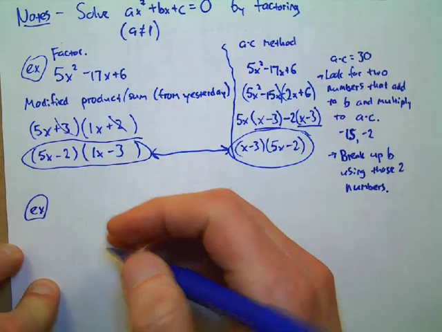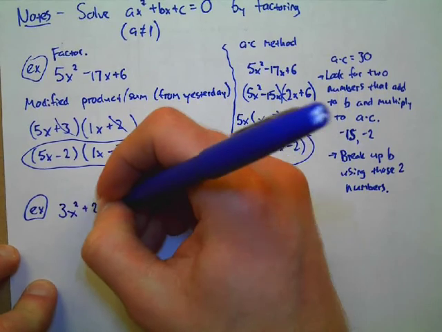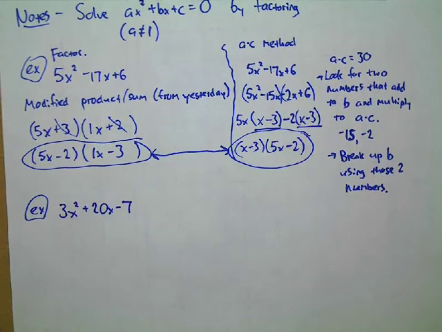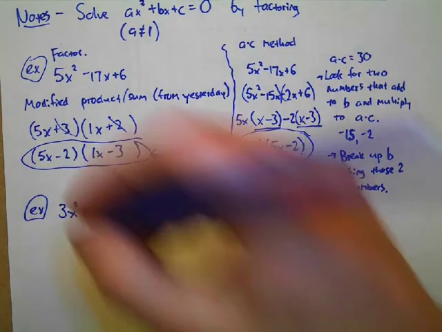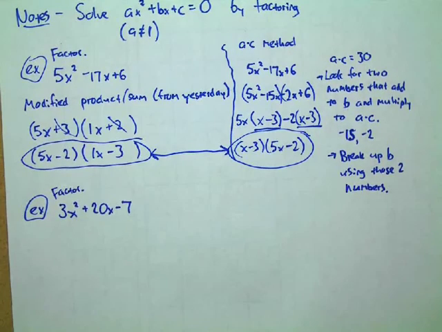All right. Let's try another one here. In fact, you guys go ahead and try this one. Factor it. Use whichever method you want. You can use the guess and check, or you can use the AC. Or if you have some mystery third method that I don't know about, I'll be happy to see that.